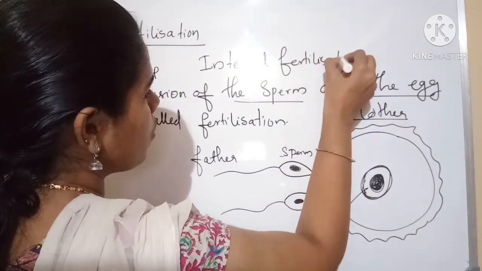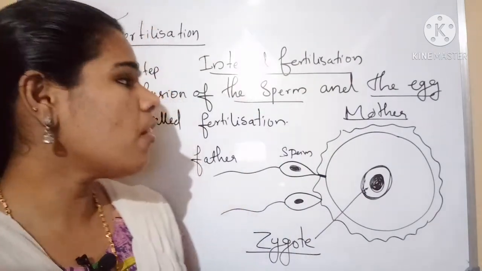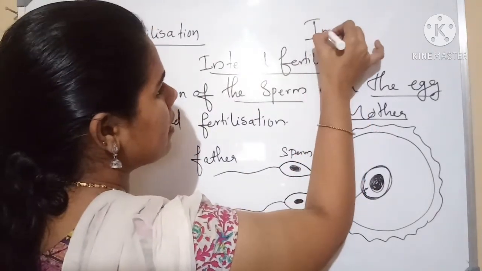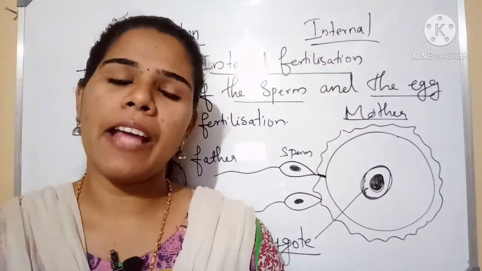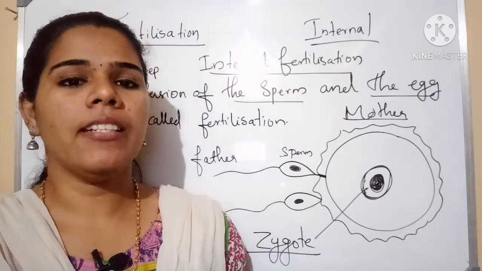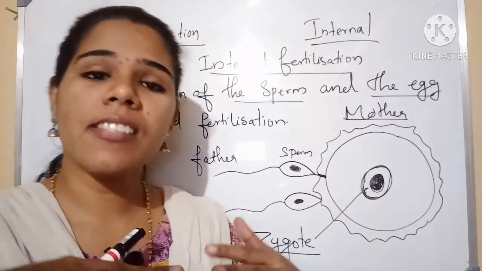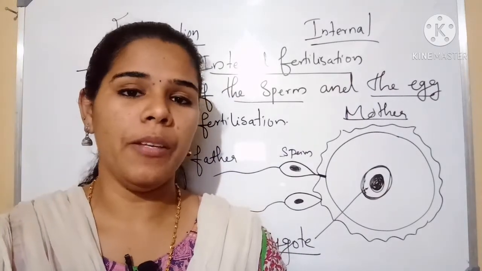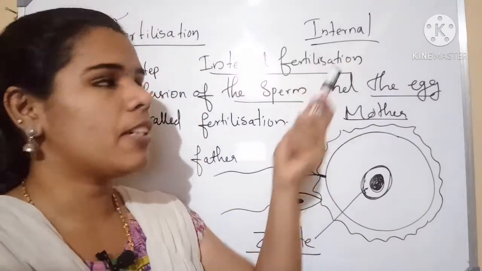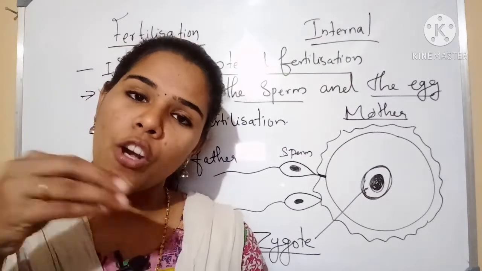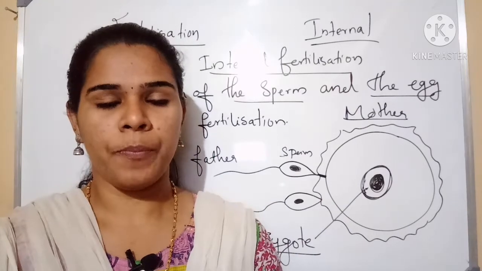So internal fertilization means the fusion of the male and female gamete occurs, or the fertilization occurs, inside the female body. That fertilization is called what? Internal fertilization, because that fertilization occurs inside the female body.